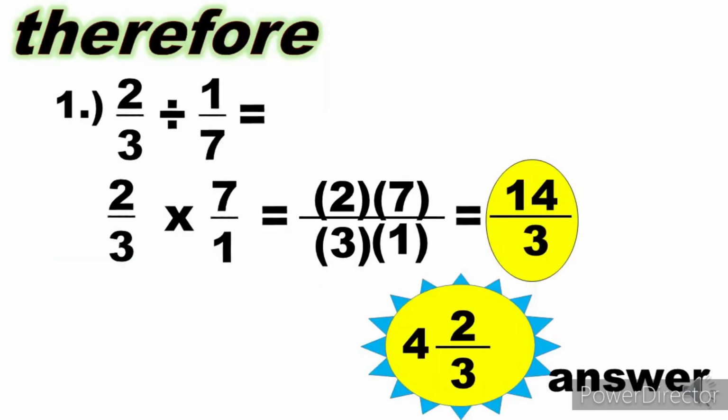Okay, again, recall lang natin yung solution natin. 2/3 divided by 1/7. Ang gagawin natin, kokopya lang natin yung dividend, which is 2/3. Then, yung divide papalitan ng times. And then, yung reciprocal ng divisor is 7 over 1. And then, i-multiply lang natin yung dalawang fractions, numerator sa numerator, denominator sa denominator. So, 2 times 7 is 14, 3 times 1 is 3. And then, 14 divided by 3, gagawin nating mixed number. So, it becomes 4 and 2/3.